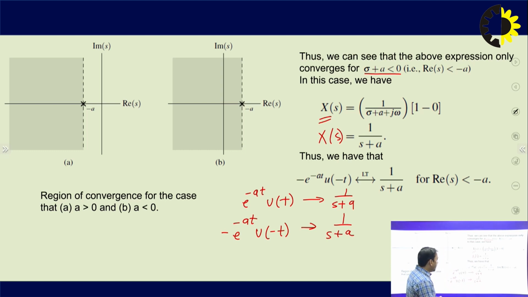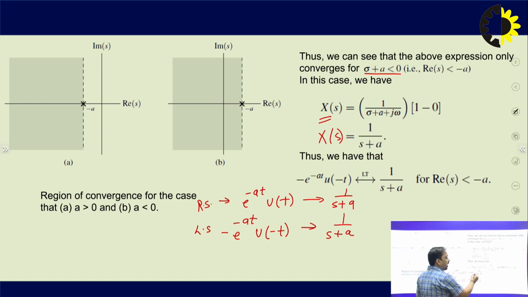But clearly we can see that the first one is a right-sided signal because of u(t), and this second one is a left-sided signal because of u of minus t. But the transforms for both functions, whether left-sided or right-sided, are the same. So how to distinguish between these two functions? The answer is we can distinguish these functions on the basis of their ROC.